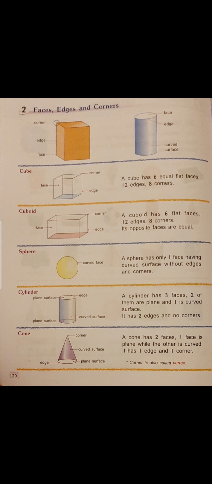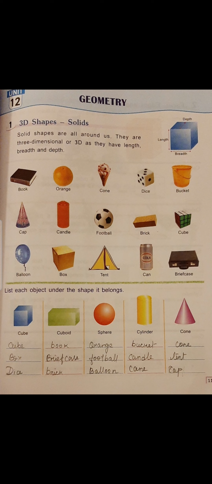Understood? Now we'll see what are the objects that look like a cuboid. In the first, a book looks like a cuboid, right? This side, this side, this side, this side, opposite sides are equal. It looks like a cuboid. Again, this brick looks like a cuboid, isn't it? And this briefcase is also like a cuboid. So these are the items which look like a cuboid. They have their own names, but their shapes look like a cuboid. Understood?